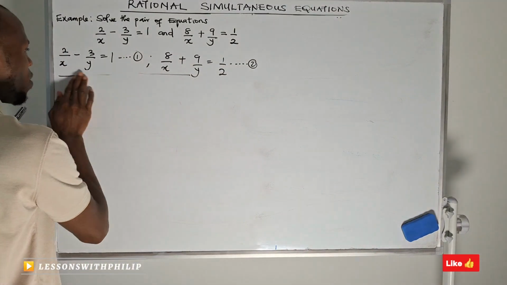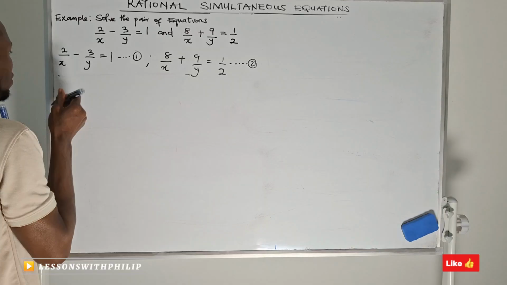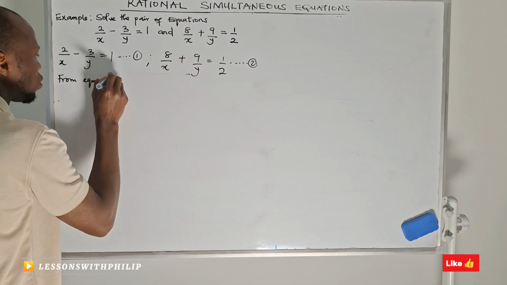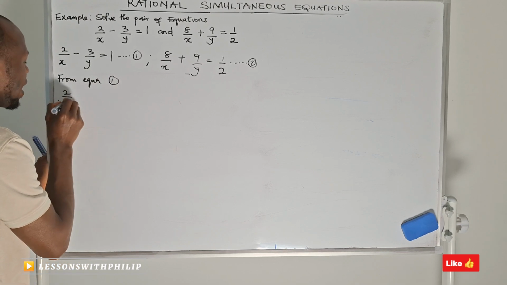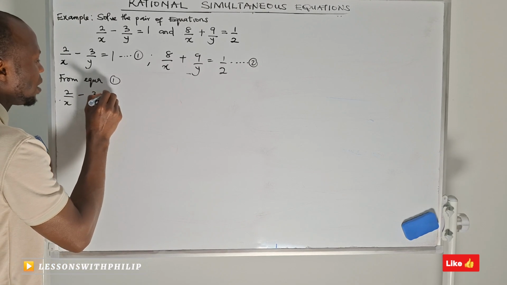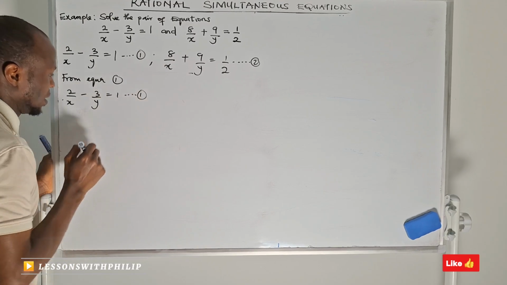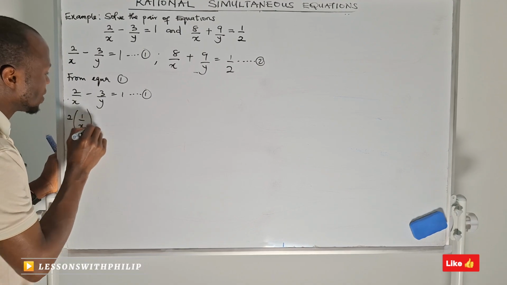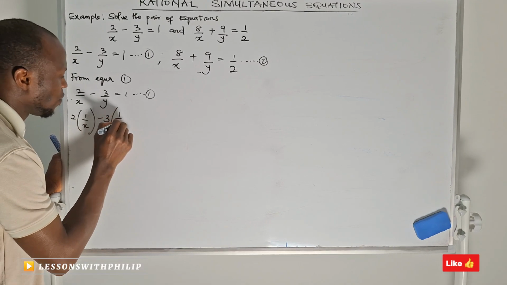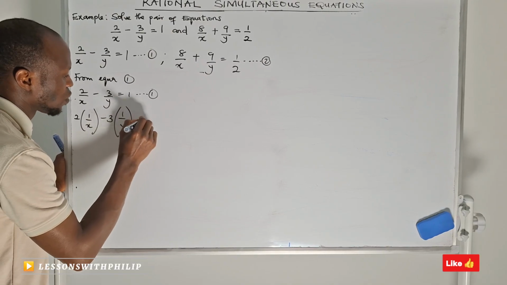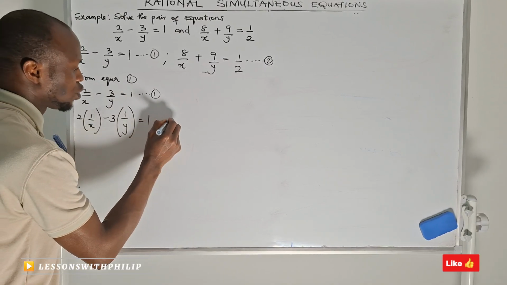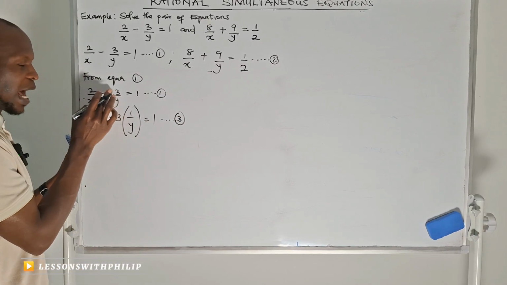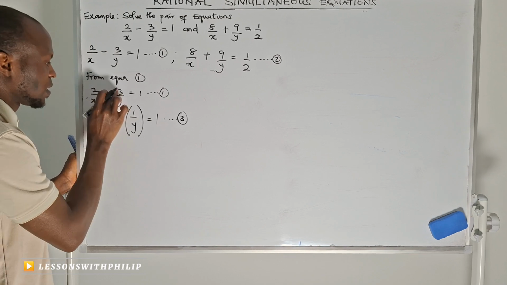Now, from equation 1, we turn equation 1 to another thing. 2 over x minus 3 over y equals to 1. This is my equation 1. So from this equation 1, we have said it is the same thing as 2 into bracket 1 over x minus 3 into bracket 1 over y, okay, equals to 1. This is now my equation 3. If you remember, this is what we did the other time. We only make 3 as an entity to stand on its own because this 3 is a whole number.